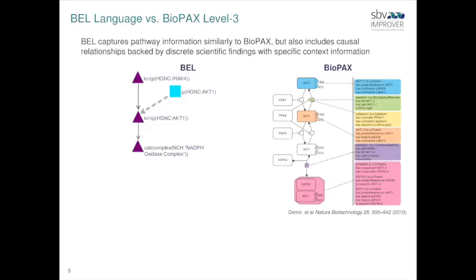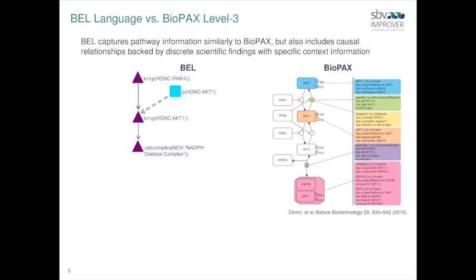Okay, so here is just a graphical representation of a few examples of what you may see in the BEL language on the left side and BioPAX on the right side. Similarly to BioPAX, BEL also captures pathway information, but as I mentioned, it also includes the causal relationships that are backed by discrete scientific findings. And this also includes contextual information.